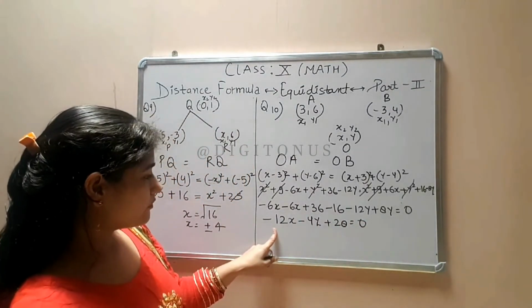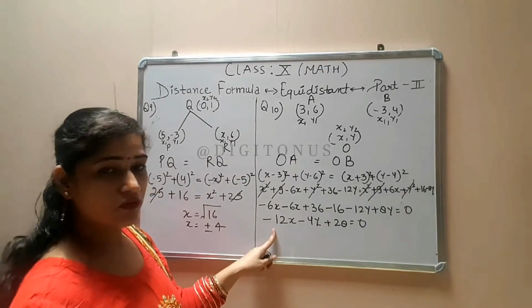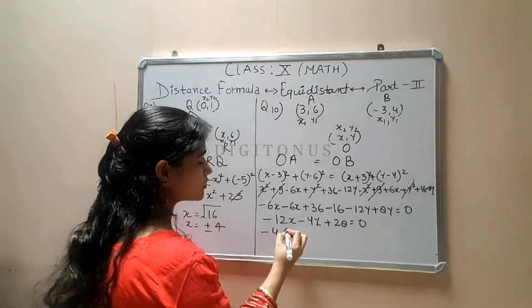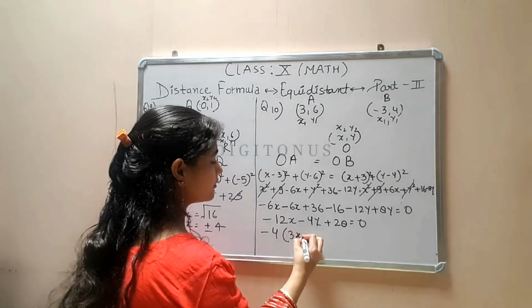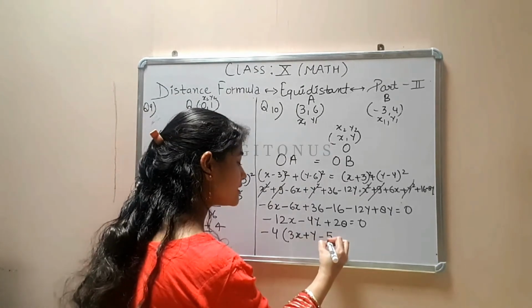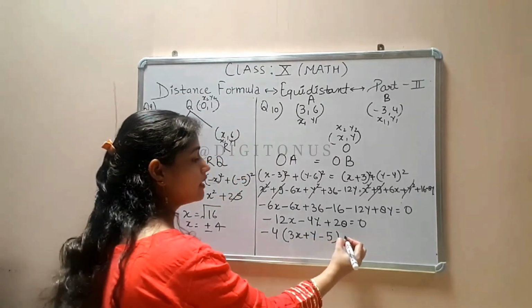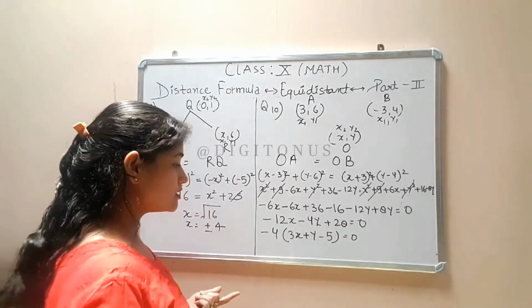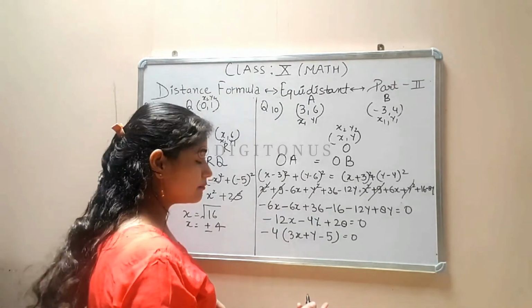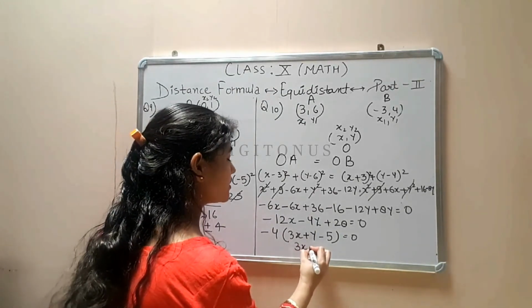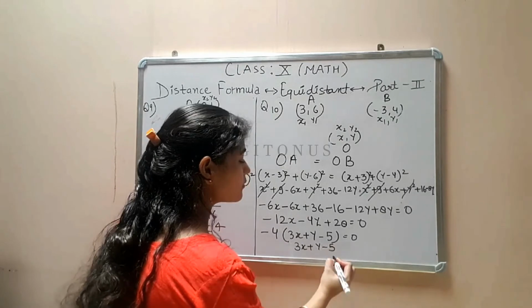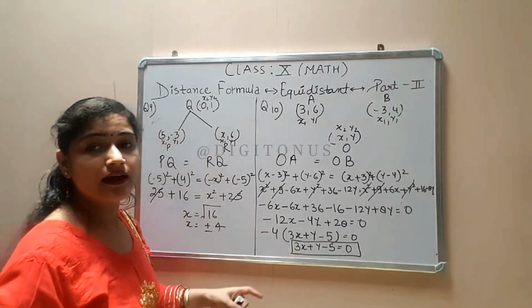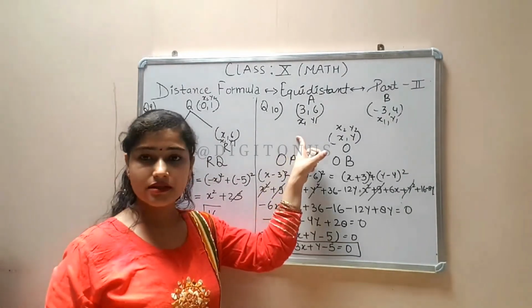Now what can we do? We can take 4 common, or we can take minus also common. So I am taking minus 4 common, so it will be 3x, plus y, and minus 5 because I have taken minus also common, and it is equal to 0. If I shift minus 4 to this side, it will also be equal to 0, because 0 divided by any number is 0. So the equation is 3x plus y minus 5 equal to 0, and this is the relation between x and y according to this question.